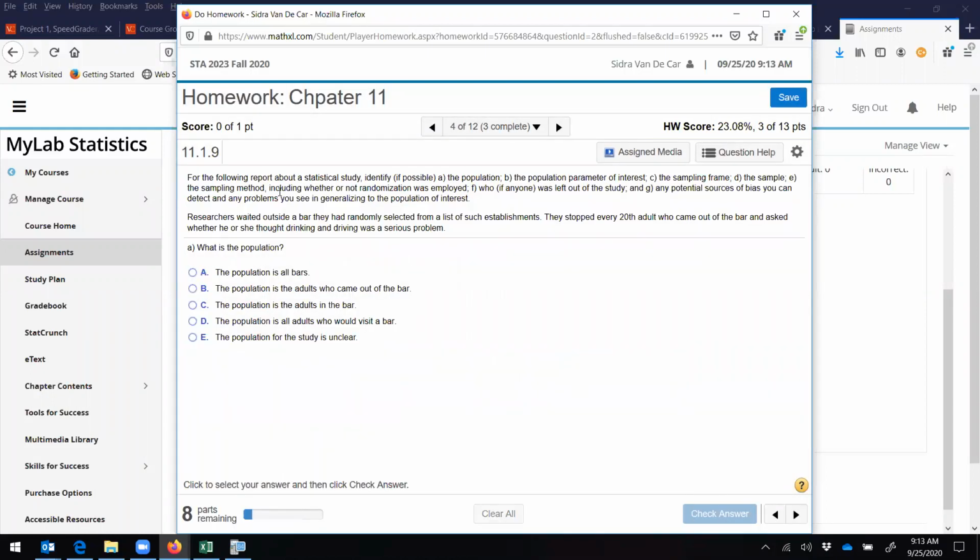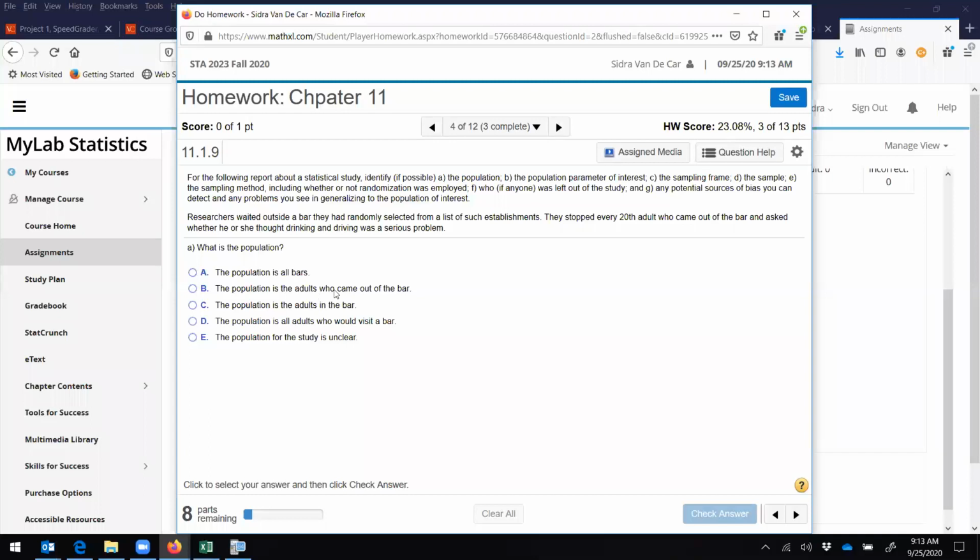For the following report about a statistical study, identify, if possible, the population parameter of interest, the sampling frame, the sample, the sampling method. Include whether or not randomization was employed, who, if anyone, was left out of the study, any potential sources of bias. Researchers waited outside a bar they had randomly selected from a list of such establishments, stopped every 20th adult who came out of the bar, and asked whether she thought drinking and driving was a serious problem.